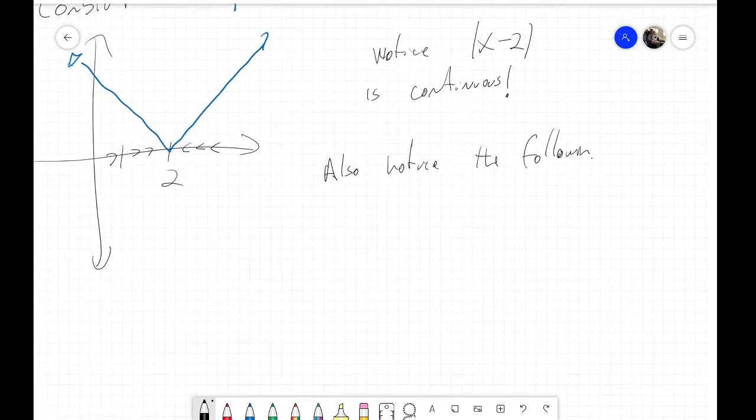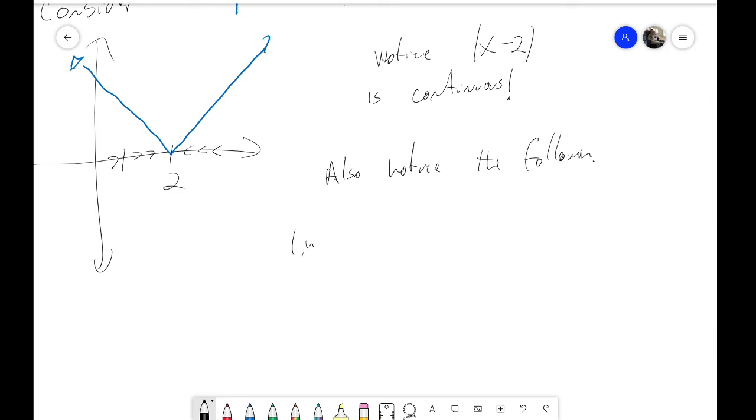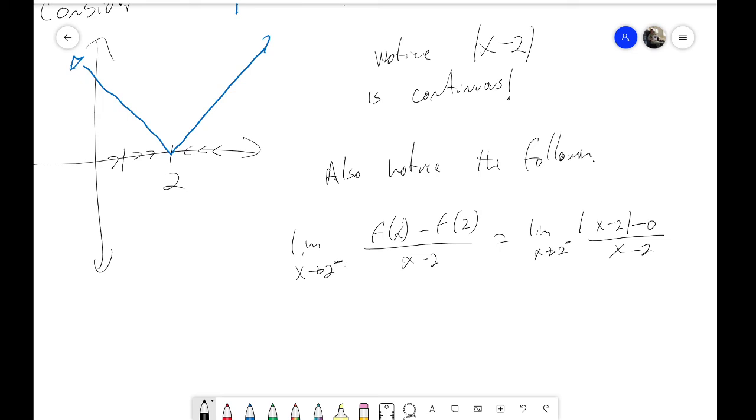So the limit as x goes to 2 from the left side, let's do the left side first, of this particular function is going to be equal to the following. It's going to be the limit as x goes to 2 from the left side of the absolute value of x minus 2 minus 0 divided by x minus 2. Why minus 0? Because f of 2 here is 0.